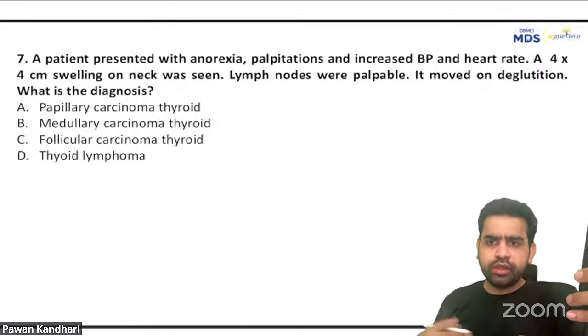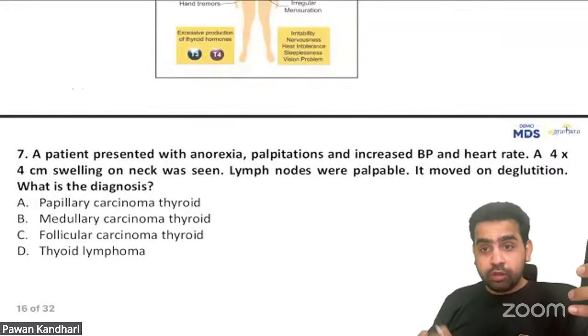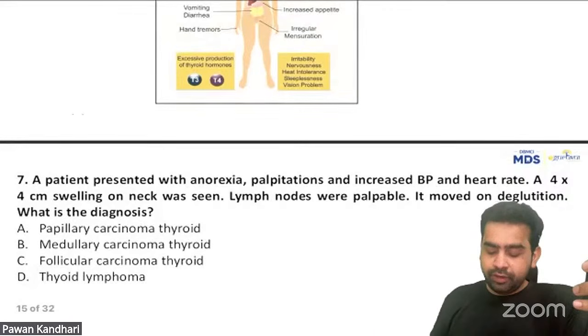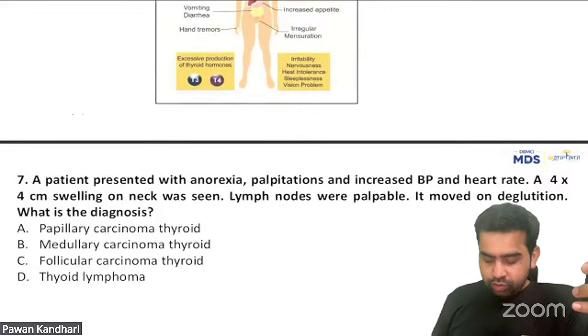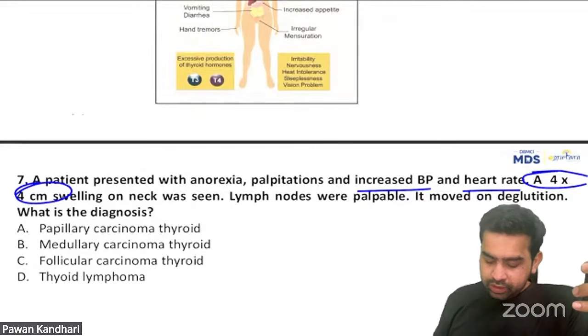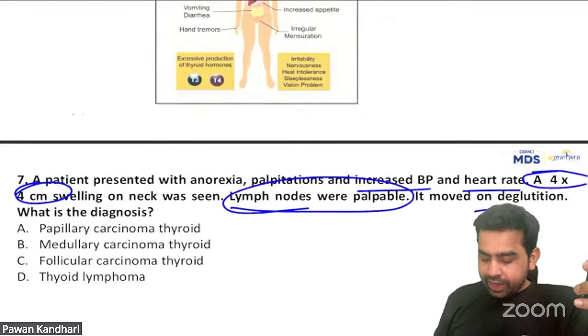I tried to ask the students as well whether there is anything else which was given in the options or not. But here what they've given you is a patient with an increased BP, heart rate, and so on. A 4 into 4 centimeter swelling is given. Lymph nodes are palpable and the swelling moves with deglutition.